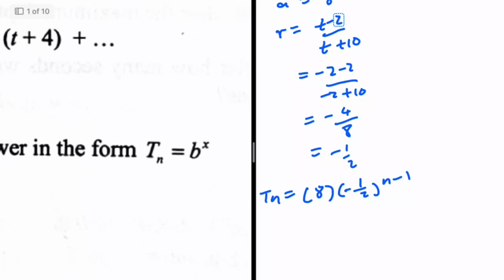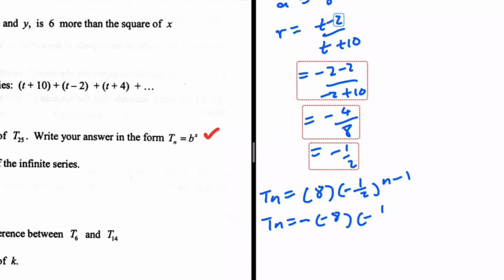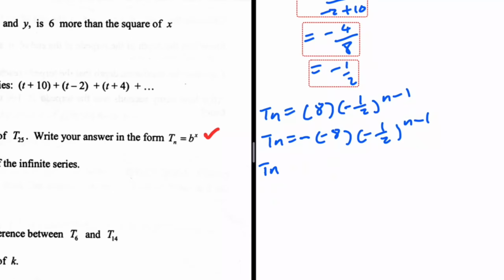So if you take a look at the form which we're interested in, we have one base, which is b, but we have 8 and minus 1 over 2. So we need to write 8 as minus 1 over 2, obviously. Right. So where do we start? Let's take a look. So tn is equal to, so we can say minus, and then we put minus 8 here, and then minus 1 over 2 to the n minus 1. This is still completely fine because minus multiplied by minus 8 is just 8, right? So we're still on the right track. We haven't done anything wrong.